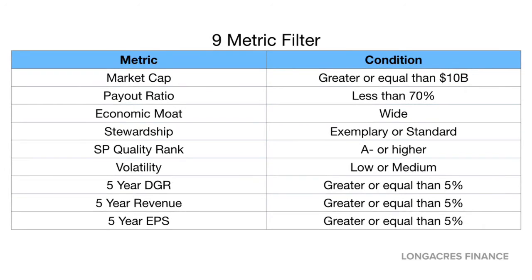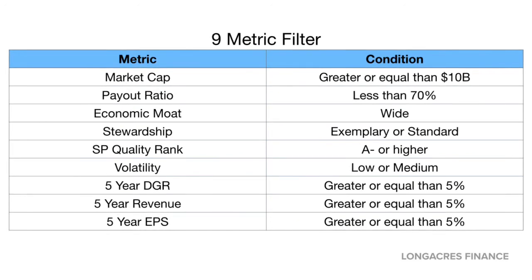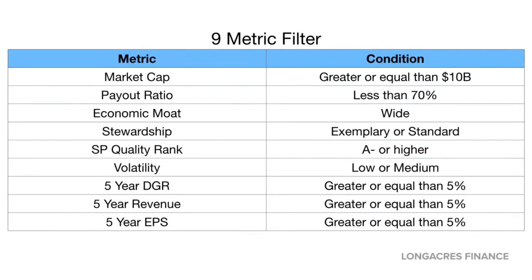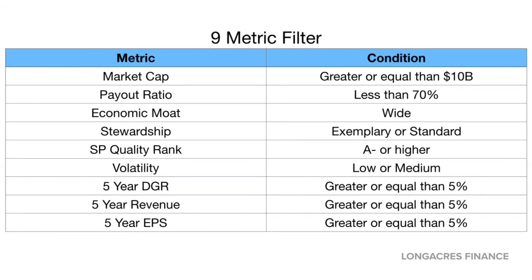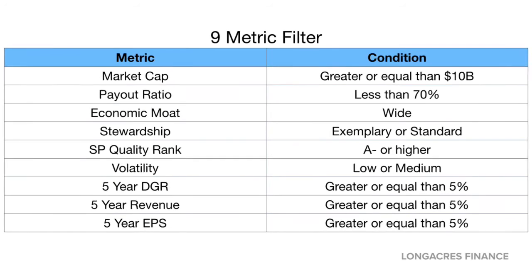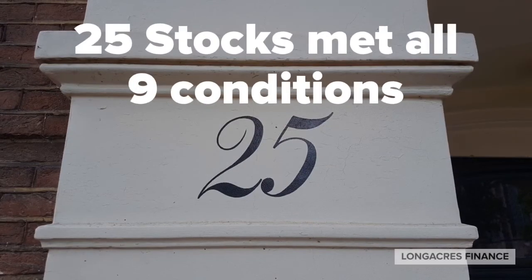a payout ratio less than 70%, a wide economic moat, an exemplary or standard stewardship rating, an S&P quality rank of A- or better, a low or medium volatility rating, and a 5-year dividend, revenue, or earnings per share growth rate greater than or equal to 5%. 25 stocks met all 9 conditions.